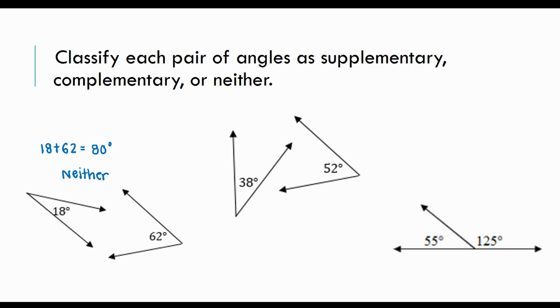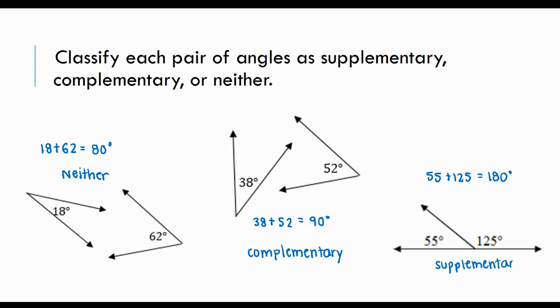If we look at the two angles in the middle, 38 degrees and 52 degrees, let's add those together. Notice that by adding them, we end up with 90 degrees. So 2 angles that add up to 90, we would call these angles complementary. Then in this last diagram on the right, 55 and 125, if we add those two together, notice that we end up with 180 degrees. So that tells us that these two angles are supplementary.